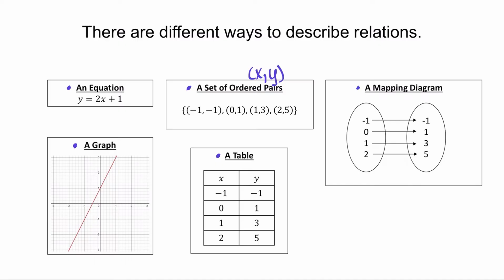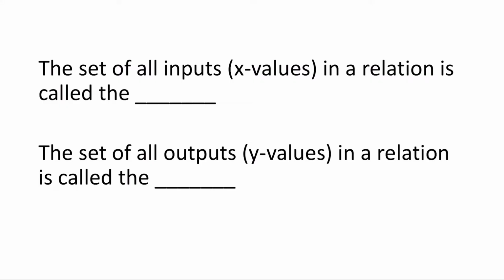In a mapping diagram, once again, the x values will be on the left and the y values will be on the right. Each arrow will represent an ordered pair in the relation. You can see each one of these arrows corresponds to one of the ordered pairs that we had originally listed out. The set of all the inputs or x values in a relation is called the domain. The set of all the outputs or y values in a relation is called the range.